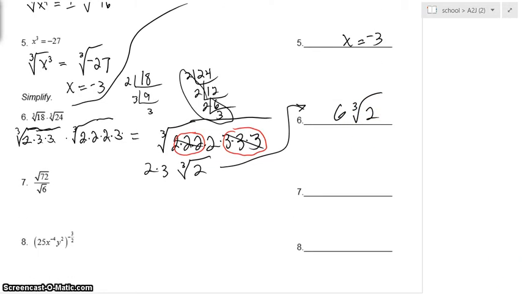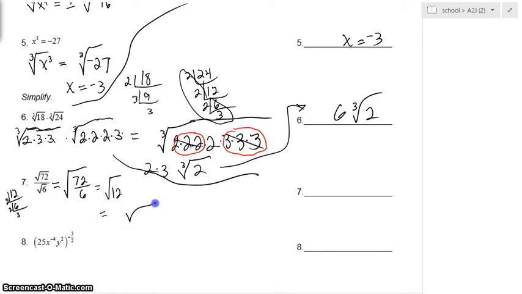Continuing on for number 7. For number 7, you've got a square root over a square root. Tell you what, how about we just join them into 1? 72 divided by 6 would get you 12. And real quickly, we could do a little division tree for 12. We can say, well, 2 goes into 12 6 times, 2 goes into 6 3 times. So we have 2 times 2 times 3.